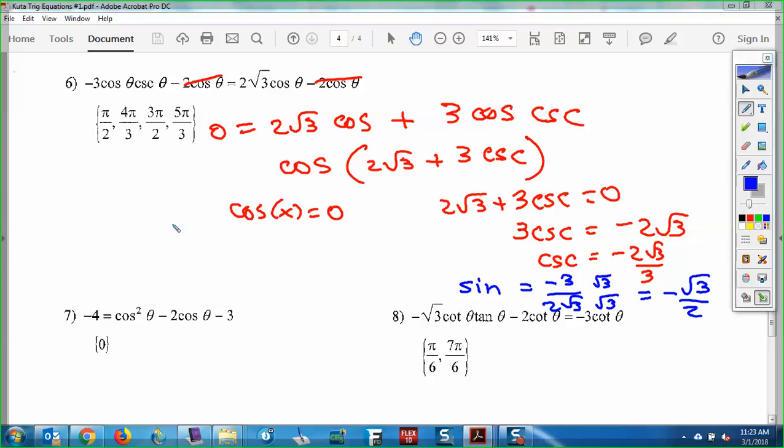Okay? And so where's cosine equals 0? Seems like we've had that a lot. Pi halves and 3 pi halves. And sine is down in the fourth quadrant with a pi 6 reference. No, that's sine this time. That was cosine last time. So that's a pi thirds reference. So 4 pi thirds, 5 pi thirds.